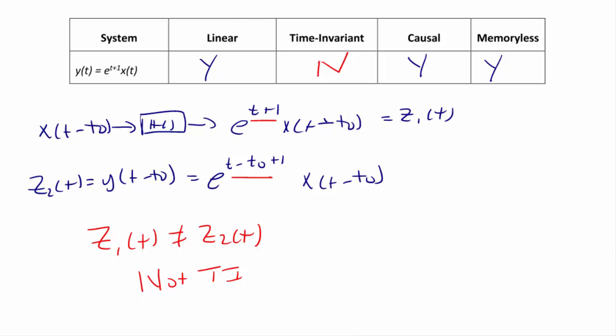And this concludes today's lecture on system properties, including linearity, time invariance, causality, and memory.